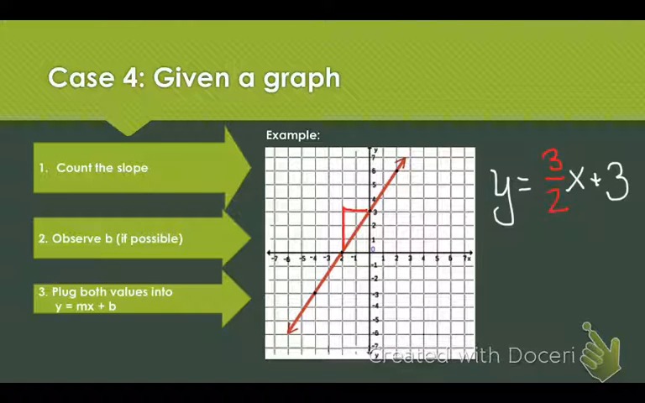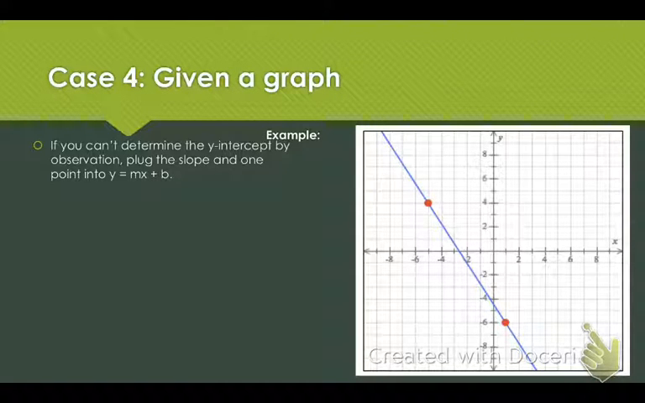That's the easiest scenario. Sometimes it's a little bit more than that, where you're given a graph and you can't just observe where it crosses the y-axis. In this scenario, you're still able to count your slope. So I'm going to count down 1, 2, 3, 4, 5, 6, 7, 8, 9, 10. So down 10 would be negative 10. And my run is 1, 2, 3, 4, 5, 6, right 6. So my slope is going to reduce to negative 5/3.